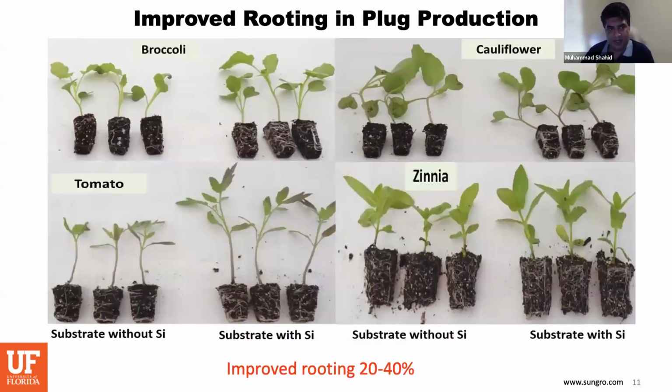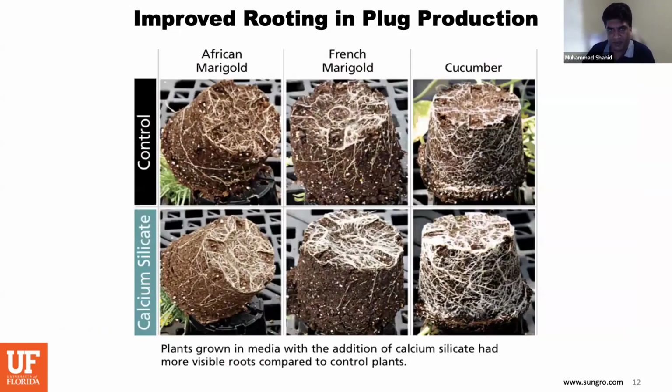This is another example in plug production: broccoli, cauliflower, tomato and zinnia. The right one is the non-silicon treated substrate, and this is the silicon treated substrate. You can see the differences in the silicon treated plants. In the plugs, you can see more roots in cauliflower, broccoli and zinnia. This is how it gives a strong root architecture, and overall about 20 to 40% more root improvement.